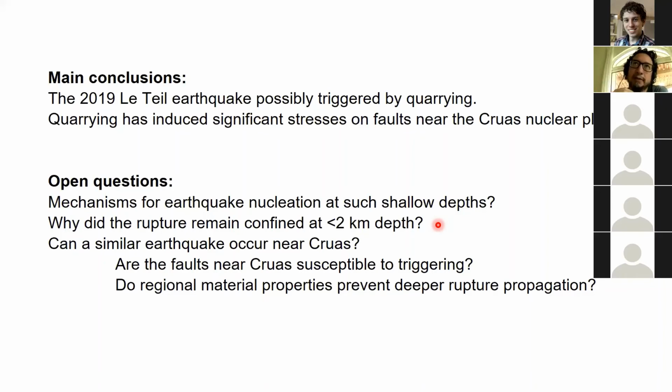Even if an earthquake is triggered close to Cruas, maybe it will remain trapped in the shallow part of the fault. That's the sort of question that is still open. So to remind you, the accelerations that are now estimated to have occurred in Le Teil exceed 1G. So if this quarry close to Cruas could trigger an earthquake in the Cruas fault, and even if that earthquake was shallow, we should expect very strong accelerations in the nuclear plant. So let me expand on some of these questions.